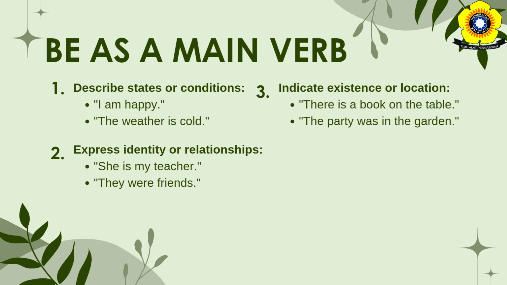Be as a main verb. For the first one, the usage is to describe states or conditions. For examples, I'm happy. The weather is cold. Second one is to express identity or relationships. Examples, she's my teacher. They were friends. For the third one is to indicate existence or location. Example, there is a book on the table. The party was in the garden.